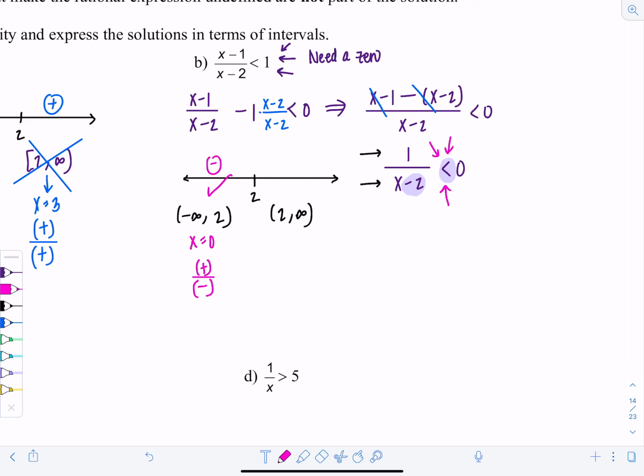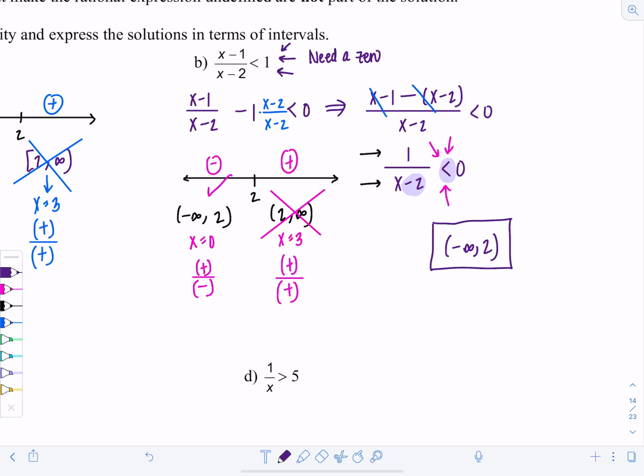What about from 2 to infinity? Say you test with x equals 3. You have 1 in the numerator, that's positive, divided by 3 minus 2, that's positive, which means everything in this interval is going to make the inequality positive. Does that work? No, right? We want it to be less than 0. So the solution is going to be the interval from negative infinity to 2. And that's it.